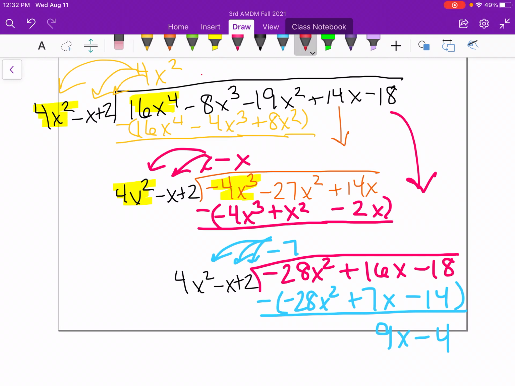So my answer is 4x squared minus x minus 7 plus 9x minus 4 over 4x squared minus x plus 2.